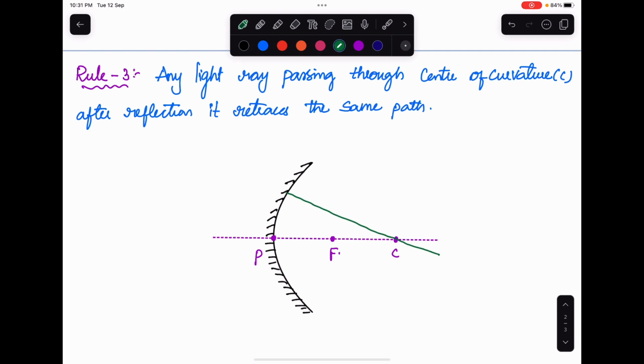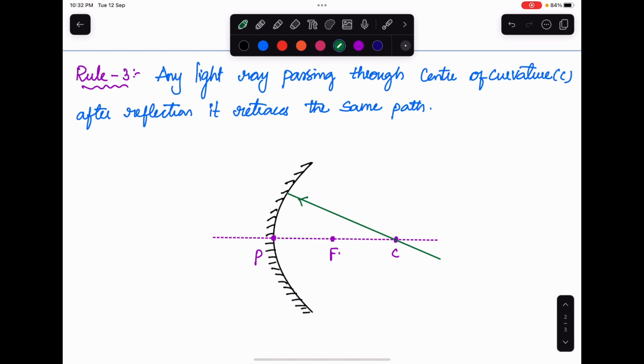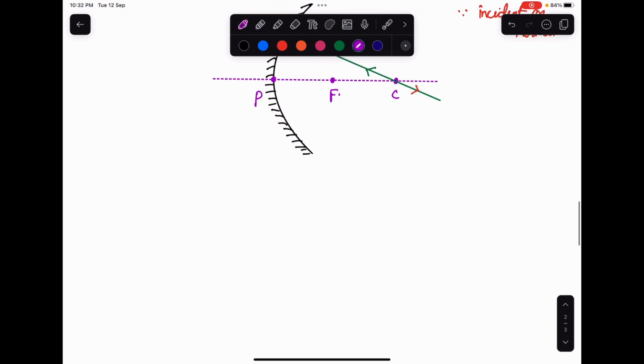See, a light ray incident through the center of curvature, like this. So this is the incident ray direction. It is passing through the center of curvature. So after reflection, it goes along the same path. So it retraces the same path. The reason here is the angle of incidence is equal to 0 degrees and the angle of reflection is also equal to 0 degrees, since it is incident on the normal. That is the reason. Nothing more than that. Clear? Right. And the last but not the least, rule number 4.